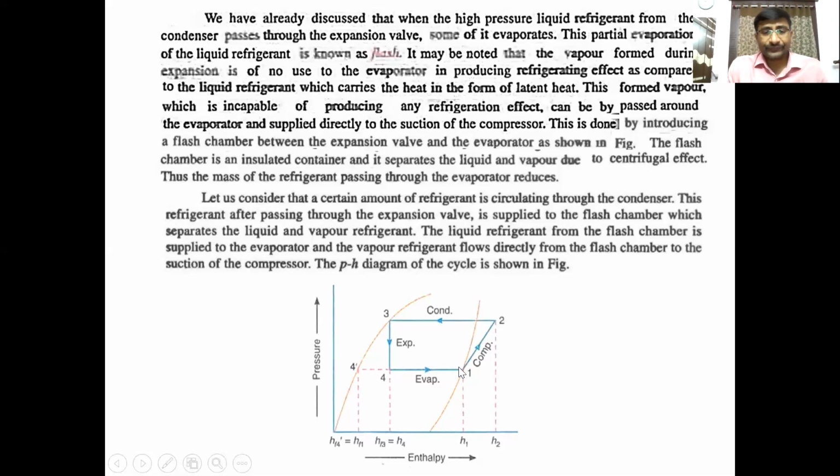And the vapor part at point 1 is directly sent to the compressor. Clear? So some part of the vapor is directly sent to the compressor, and some part of the liquid is separated. The state of the refrigerant after separation is 4 dash. From 4 dash itself, the refrigerant enters the evaporator. So the refrigeration effect is from 4 dash to 1. Clear?